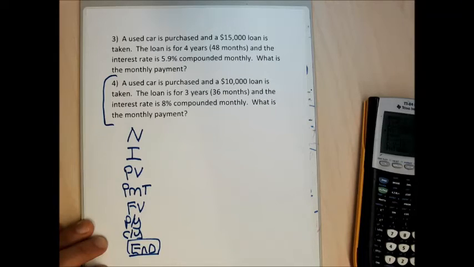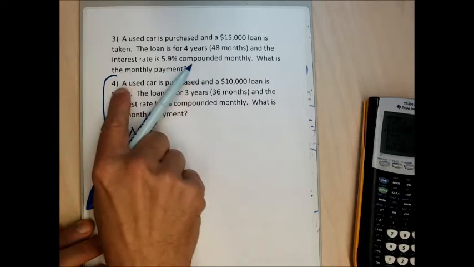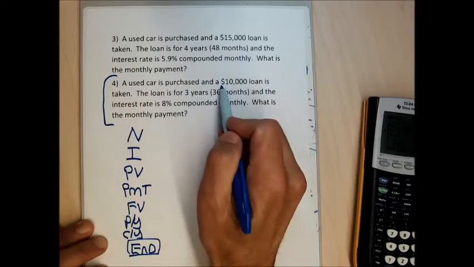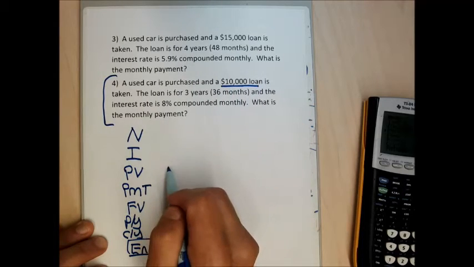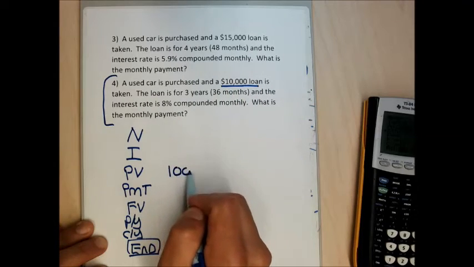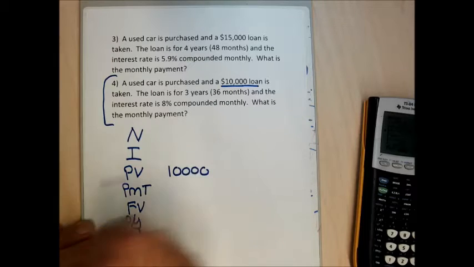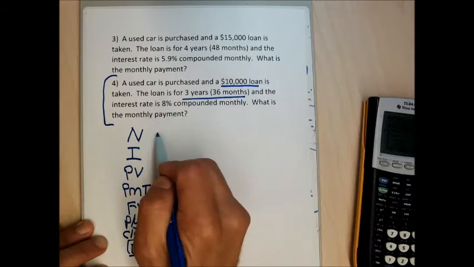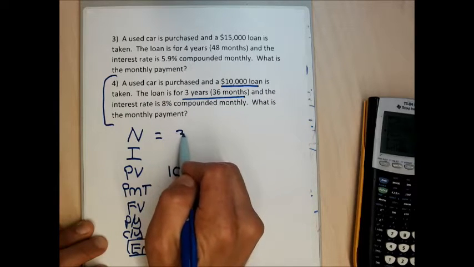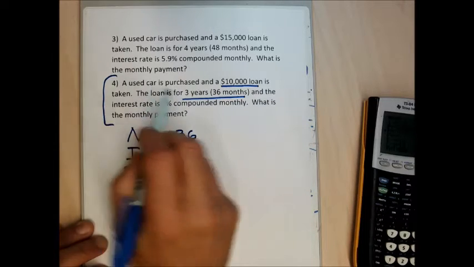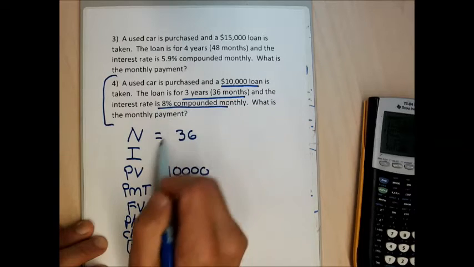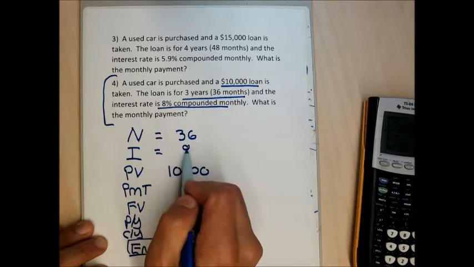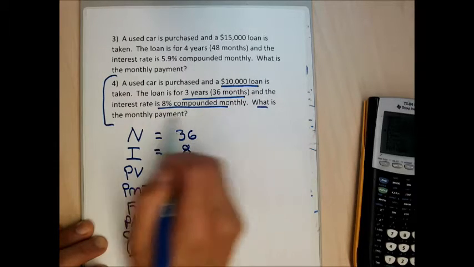As I read through problem 4, a used car is purchased and a $10,000 loan is taken. The loan goes in as a positive value under PV. The loan is for 3 years or 36 months. The N is the number of payments, which is 36. The interest rate is 8% compounded monthly. That gives the I at 8%. What is the monthly payment?